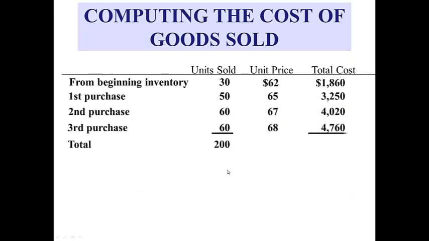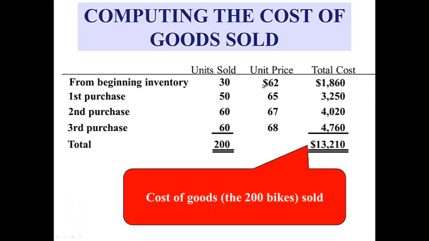So if you remember from the previous example, we sold 30, which had a $62 unit price, 50 with a $65 unit price, 60 with a $67 unit price, and 60 with a $68 unit price. Those totals are listed here, added up, so we know our cost of goods sold totals $13,210.